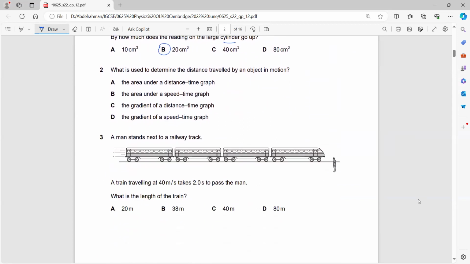What is used to determine the distance traveled by an object in motion? The area under the graph, in a speed time graph. In a speed time graph, it would be B.